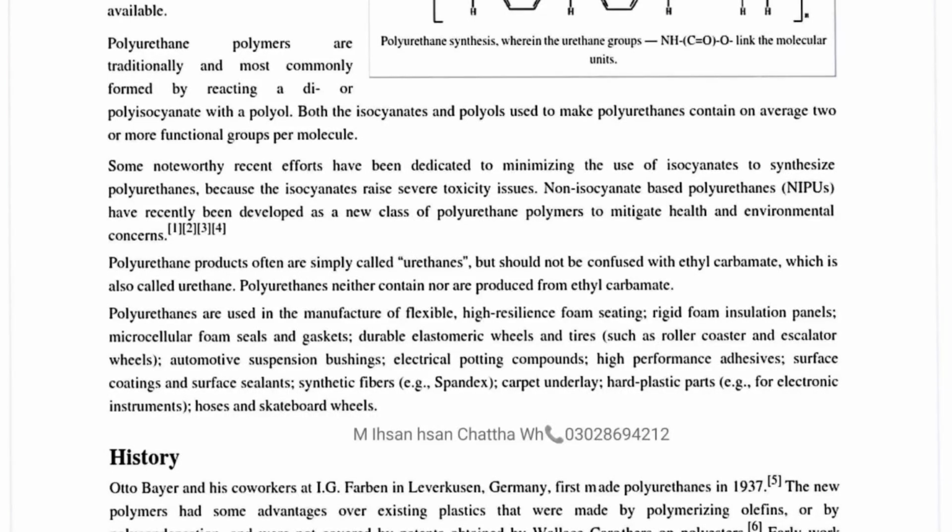Polyurethane products are often called urethanes, but this word cannot be confused with ethyl carbamate. Ethyl carbamate is also called urethane, but polyurethane neither contains nor produces any ethyl carbamate.